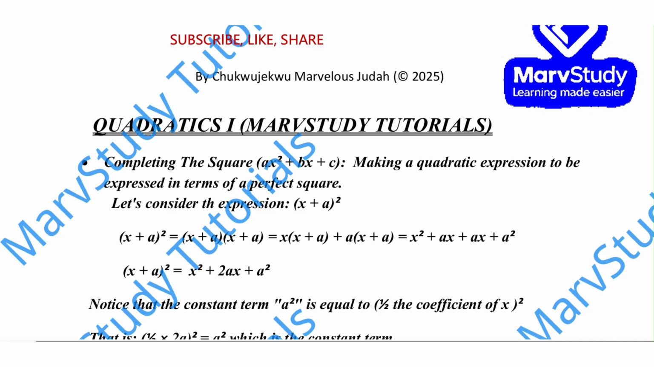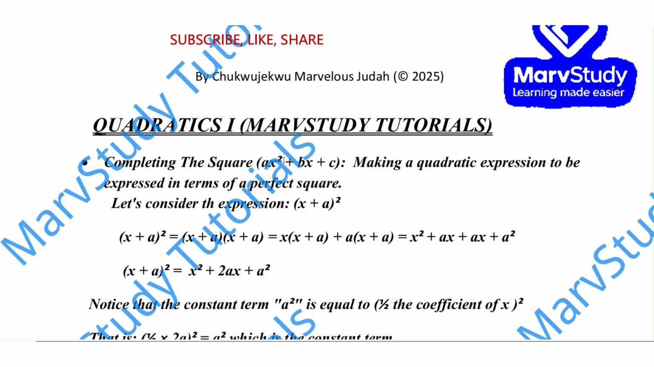First of all, the quadratic function is of the form ax squared plus bx plus c. If you notice, the highest power of x in the function is 2. That's what makes it a quadratic function. What I'm doing here is explaining the steps that help you express the expression in terms of a perfect square.